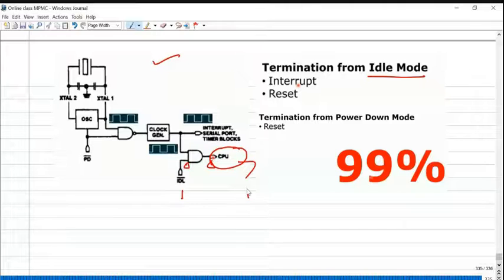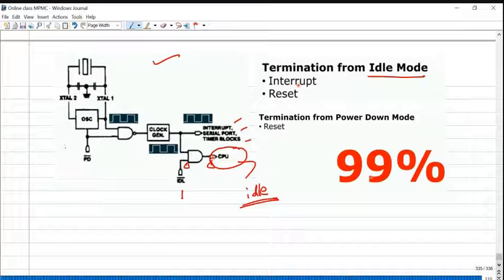The CPU is not doing any work. It is in idle mode, sleep mode. But at the same time, the clock pulses are available for the interrupt, serial port, timer and control blocks. At any time, if any interrupt occurs, the CPU immediately starts servicing that particular interrupt. So this is the idle mode operation of the microcontroller.